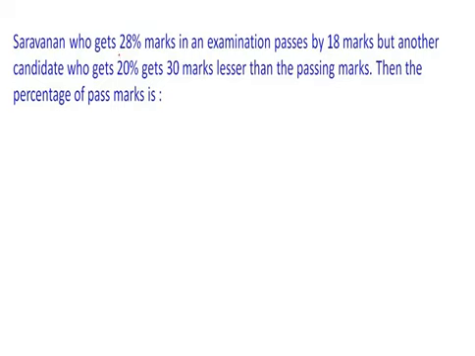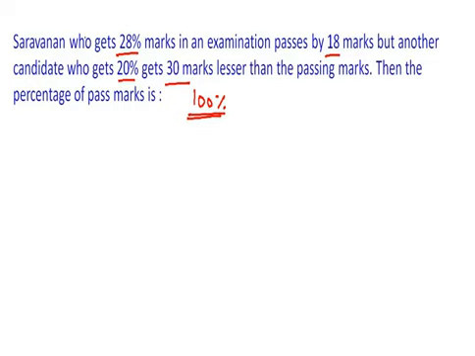Saravanan gets 28% of the marks in an examination and he passes by 18 marks. But another candidate who gets 20% of marks gets 30 marks lesser than the passing marks. What is the percentage of passing marks in the exam? So as usual, we can assume that the total percentage of marks which can be scored in the exam is 100%, right?